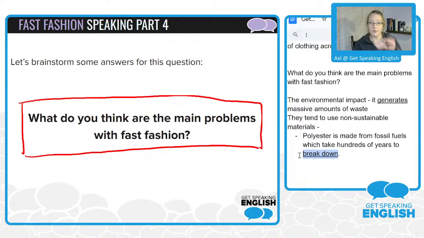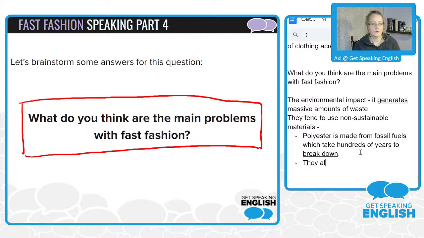And by breaking down, we mean basically the parts deteriorate enough that eventually it naturally goes back into the environment, right? But literally hundreds of years for that to happen. So a really, really long time, right?